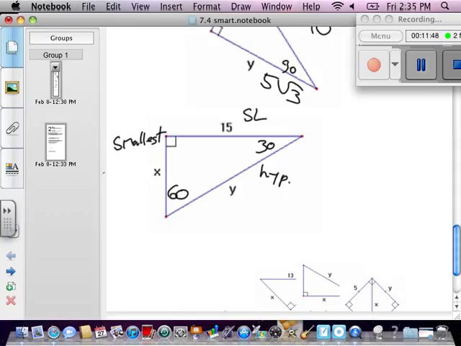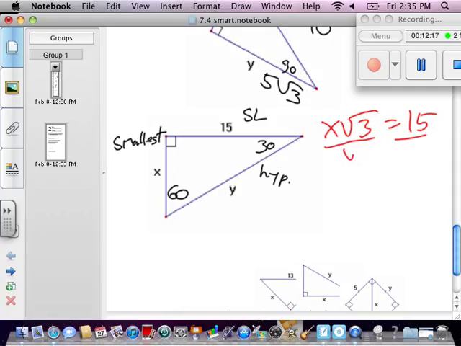Okay. So how would I find the smallest side? The second longest side is 15. So let's look at our paper. I know that if we've got the second longest side, we took whatever the smallest side is and times it by the square root of 3. So we got x square root of 3 gave us 15. So how am I going to get x by itself? Divide by square root of 3.